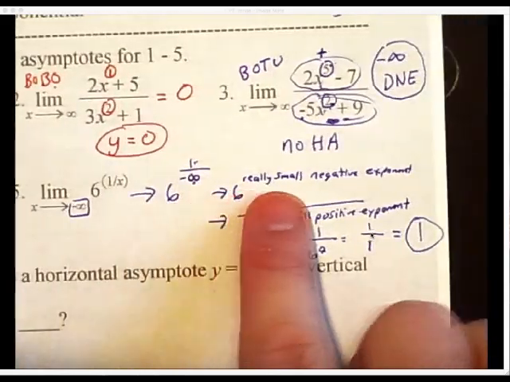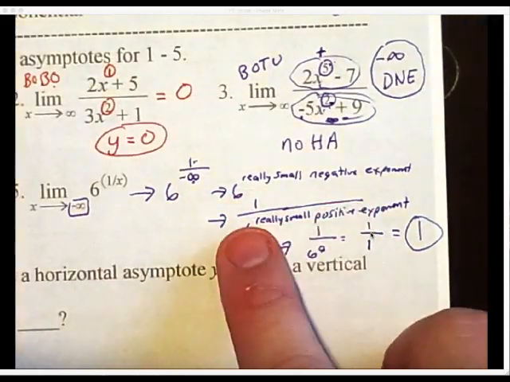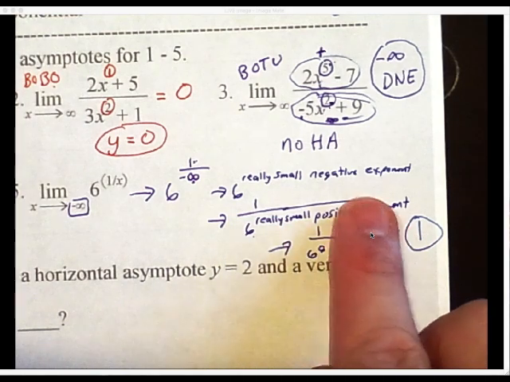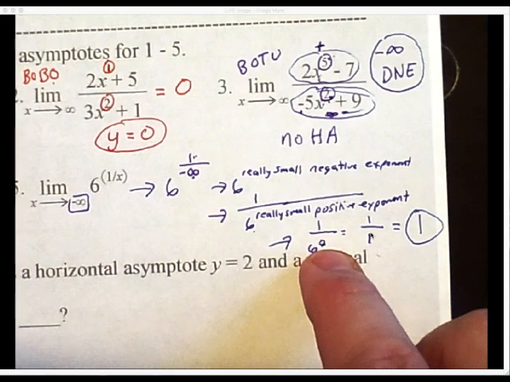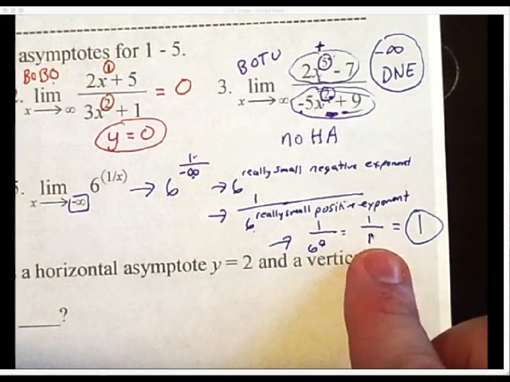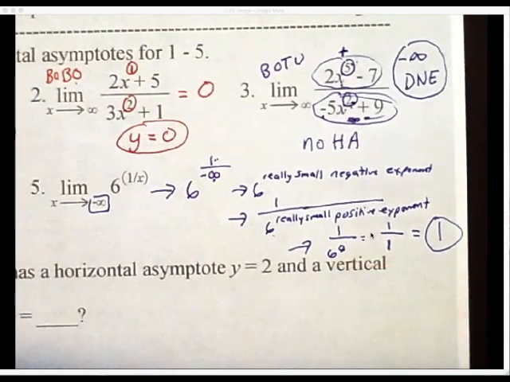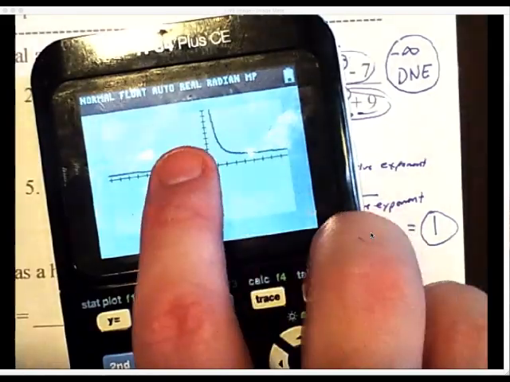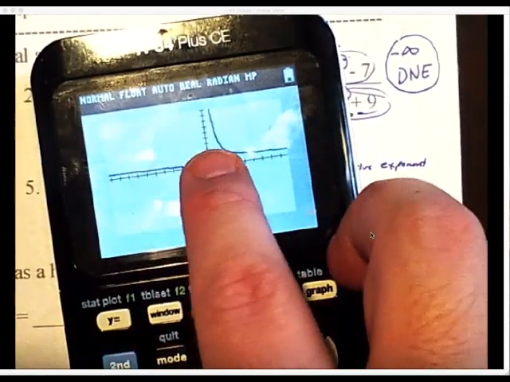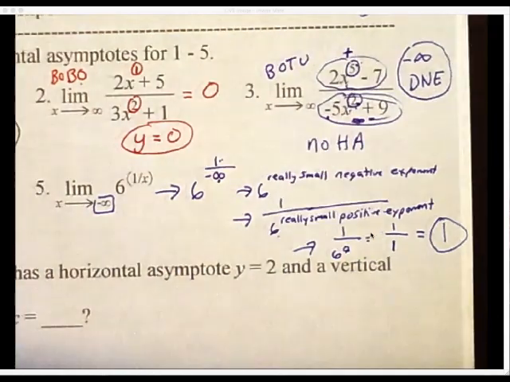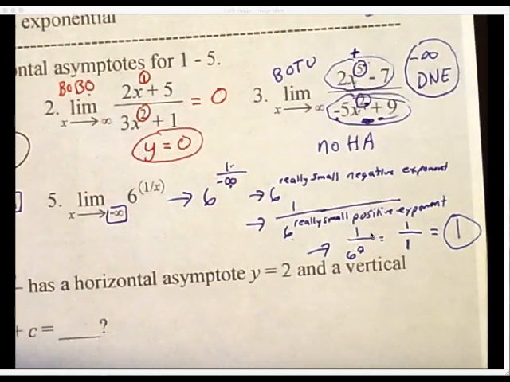Okay, and this is the logic that I use to get there. A really small positive exponent is almost like 0. Okay, so it's almost equal to that. And 6 to the 0 is 1. Okay. So the further we go out here, these values are getting closer and closer and closer to a y value of 1. So 1 is the horizontal asymptote there.